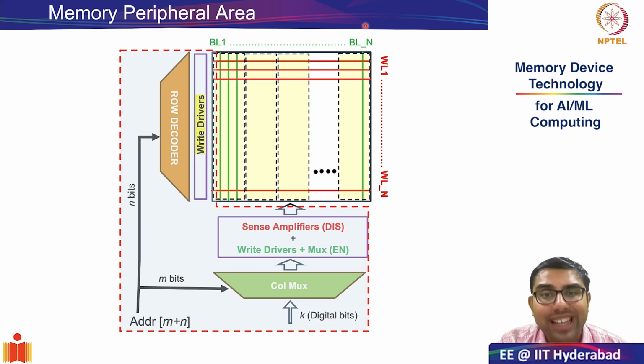So, in today's class, we did a little bit of a deep dive into two important components of analog peripheral circuitry, which are your pre-charge circuitry and your sense amplifier. Most importantly, we saw that whenever we are designing peripherals, there is a very important trade-off between area and latency.